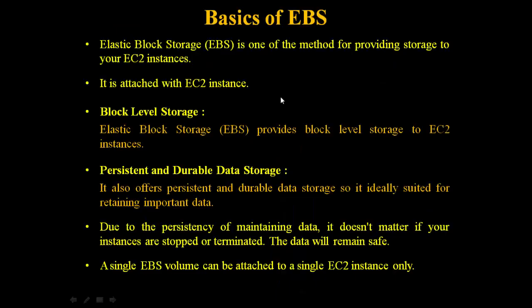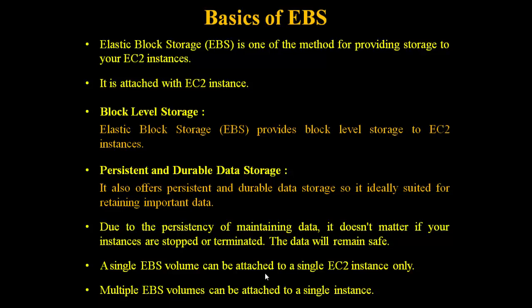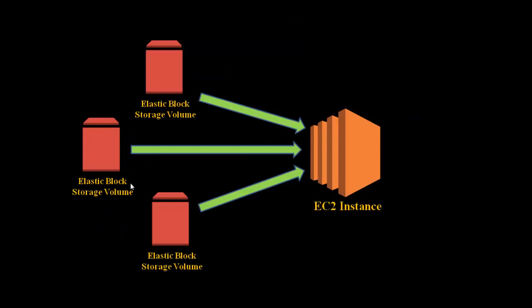Next, multiple EBS volumes can be attached to a single instance. This is true. If we have multiple EBS volumes, then all of them can be attached to a single EC2 instance. So for example, if we have more than one elastic block storage volume, all the volumes can be attached to the single EC2 instance. This is basically used to increase the storage of any EC2 instance.